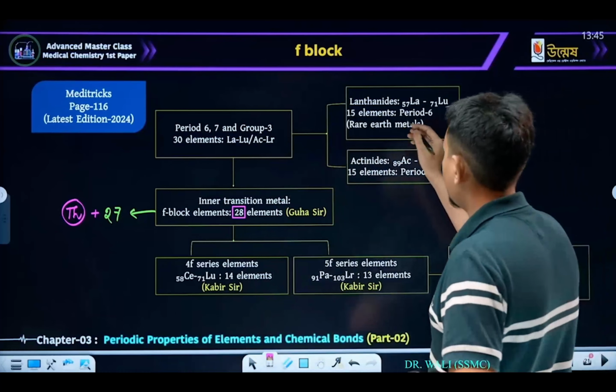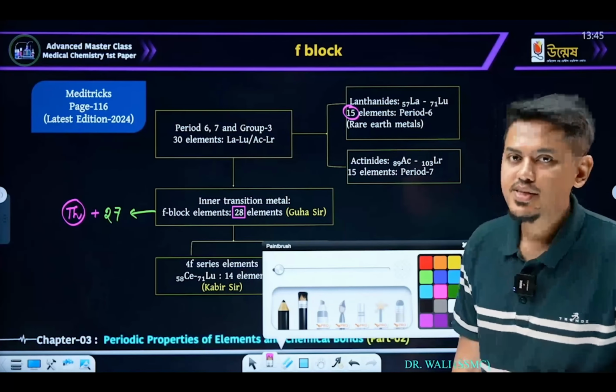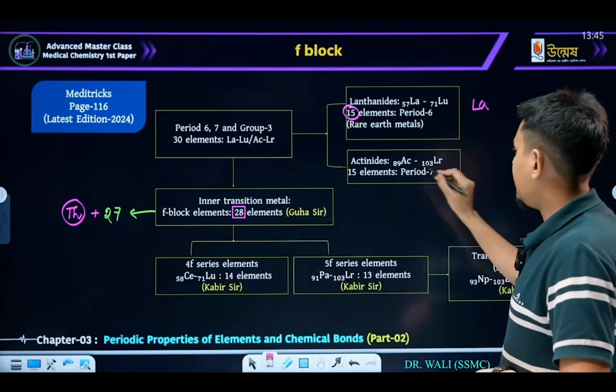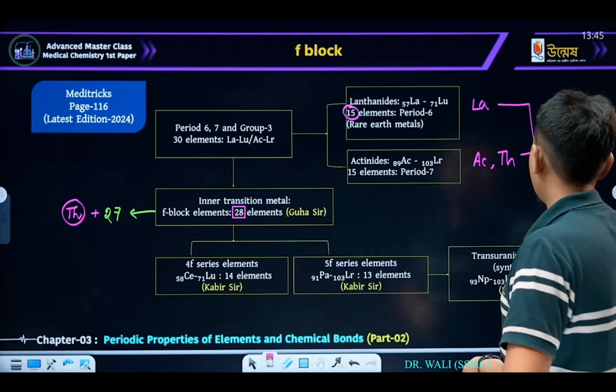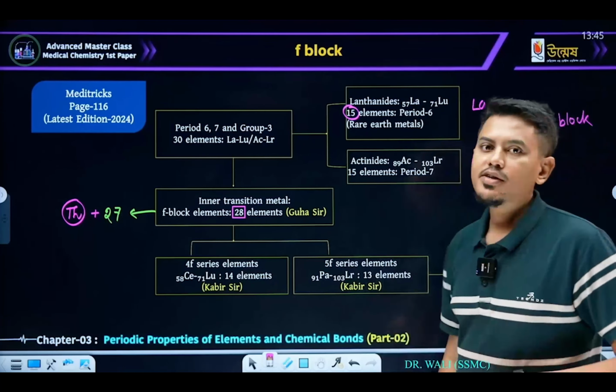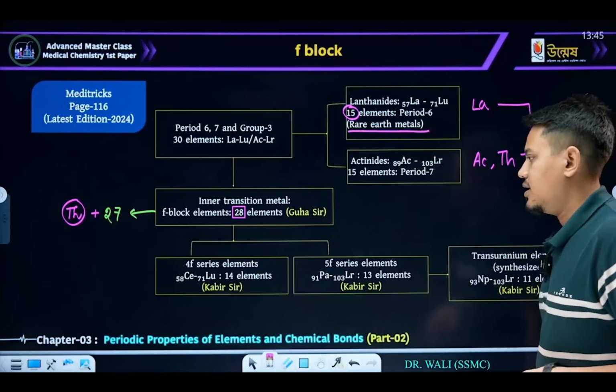Lanthanide series is composed of 15 elements. You may get questions like which metal is not included in F block but present in the lanthanide series, which is lanthanum. Again, from the actinide series, actinium and thorium are D block elements. All of the remainder elements are F block elements. Also, the lanthanide series is known as rare earth metals.